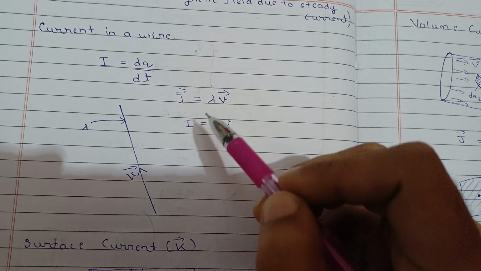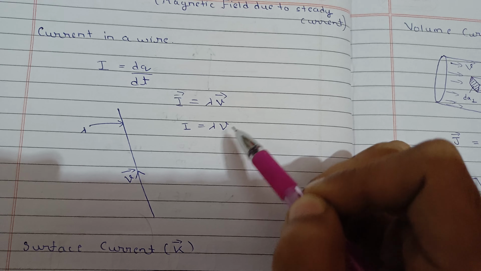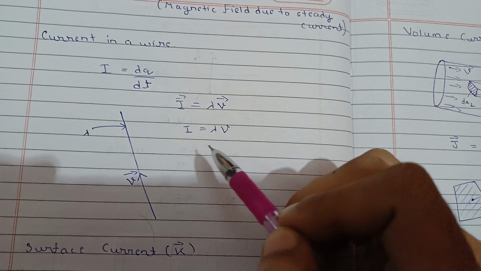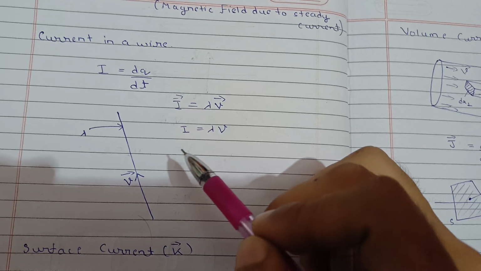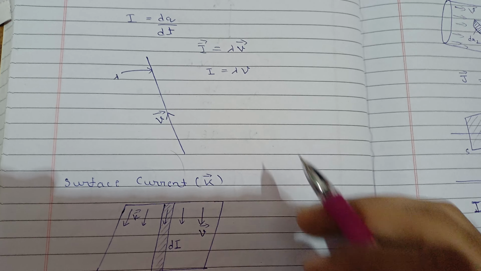Now see, in one dimension the current and the velocity are in the same direction, so that's why we just represent it by scalars. So I equals lambda v. So current is scalar in one dimension. In general it is a vector, but we can write it in this form in the single wire.